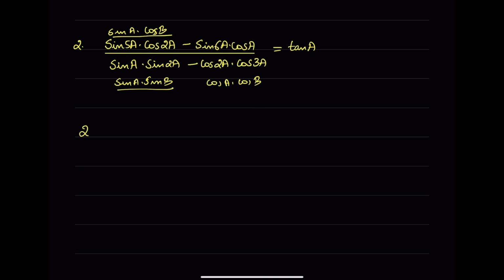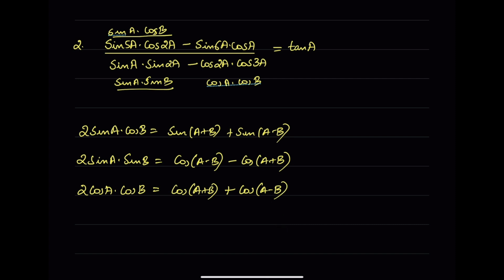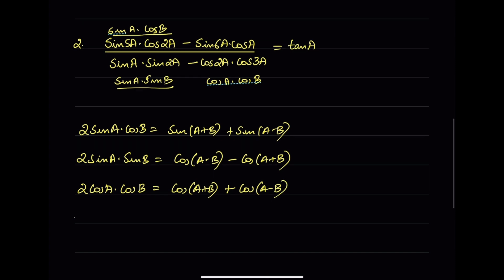But the thing is, we know the formula for 2 sin a cos b, which is sin of a plus b plus sin of a minus b. And we know the formula for 2 sin a sin b, which is cos of a minus b minus cos of a plus b. And the last formula we know is 2 cos a cos b, which is cos of a plus b plus cos of a minus b. So we are going to apply these three formulas now. So let's start with the numerator.